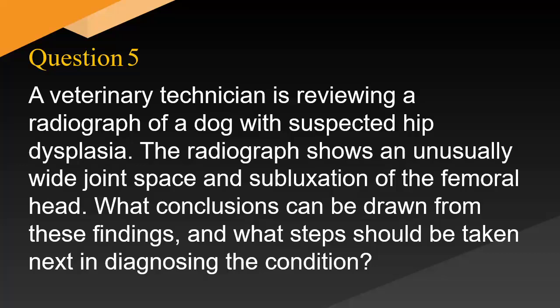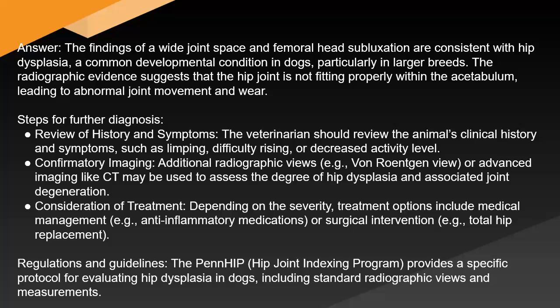What conclusions can be drawn from these findings, and what steps should be taken next in diagnosing the condition? Answer: the findings of a wide joint space and femoral head subluxation are consistent with hip dysplasia, a common developmental condition in dogs, particularly in larger breeds. The radiographic evidence suggests that the hip joint is not fitting properly within the acetabulum, leading to abnormal joint movement and wear. Steps for further diagnosis: review of history and symptoms.